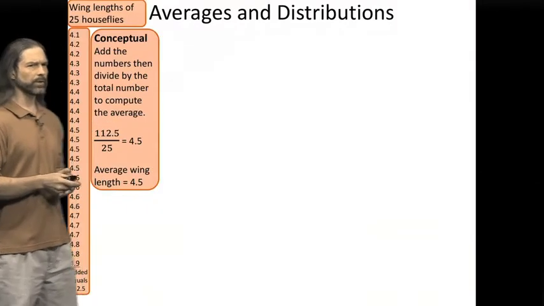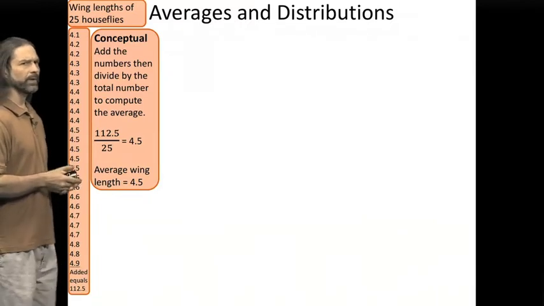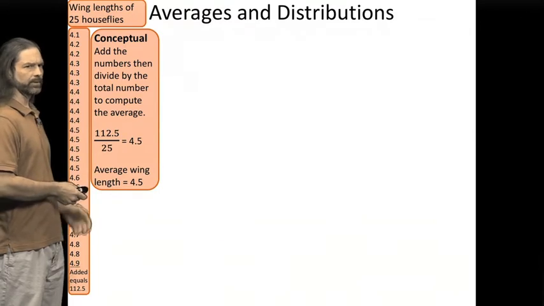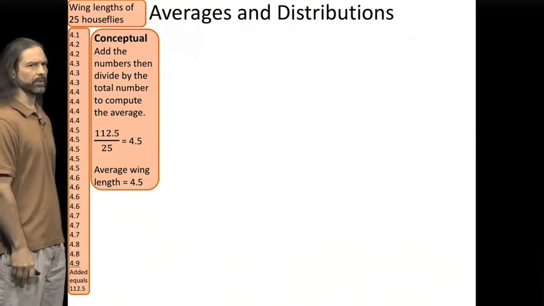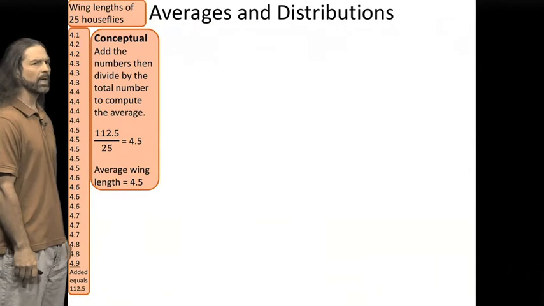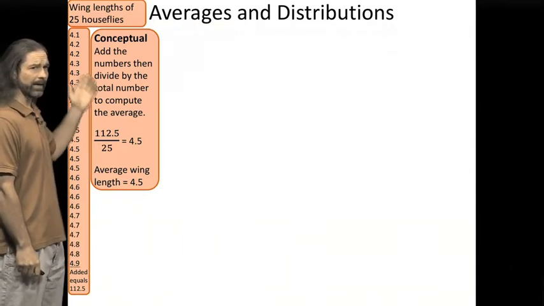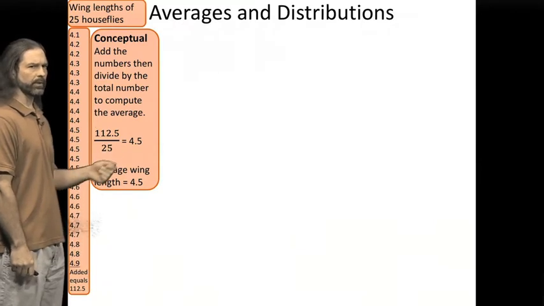So just as you would in real life, you capture 25 flies, you measure the length of all of their wings, and you basically just organize that data. In this case, we've just put it in simple order from smallest to largest. And then to calculate an average, just as you would in regular life, you're just going to add up those values. In this case, we get 112.5.